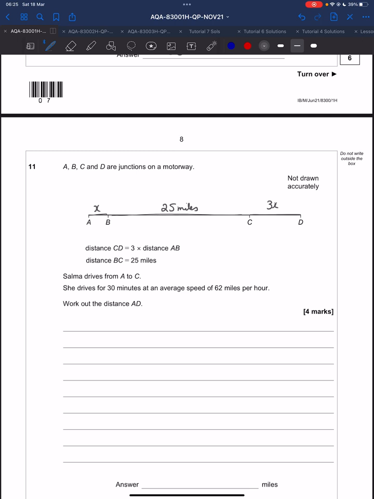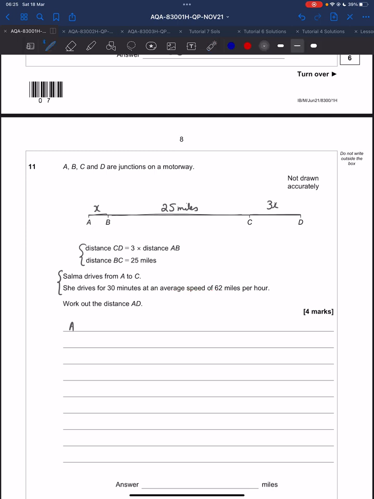Right, so let's start with this one. Well, I've put those ones there on the diagram, all that information. C to D is 3 times distance A to B. So call that one X, that's 3X. B to C, 25 miles. A to C, 30 minutes at an average speed of 62 miles per hour.